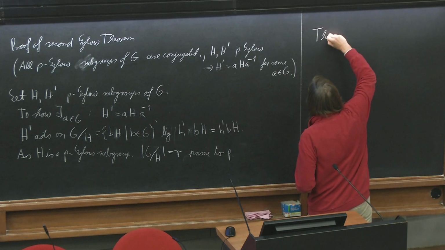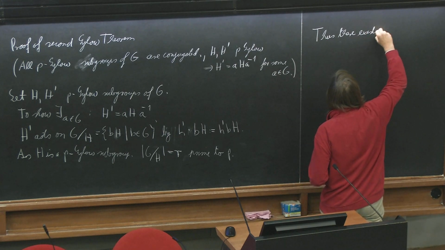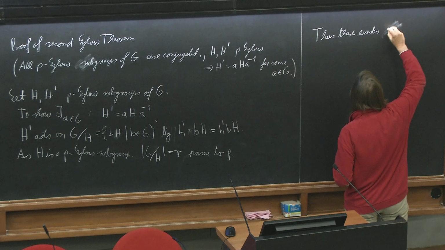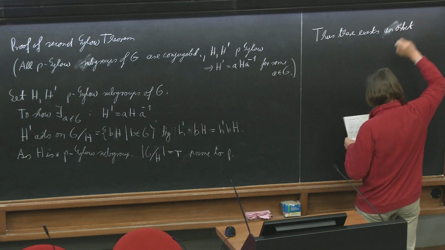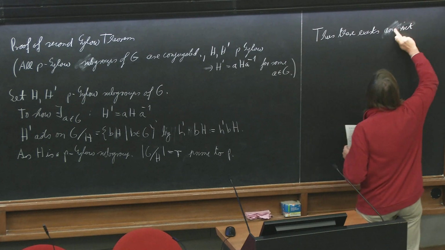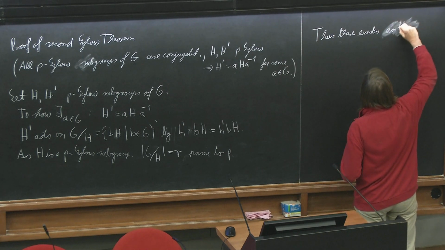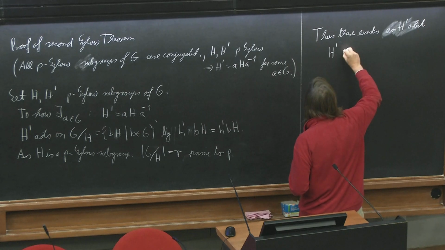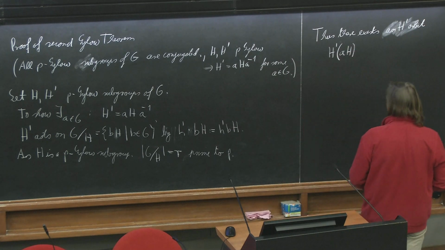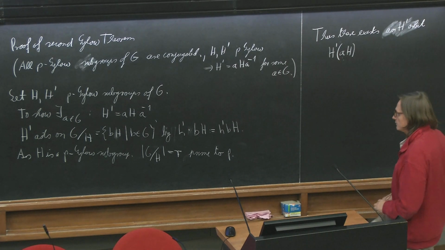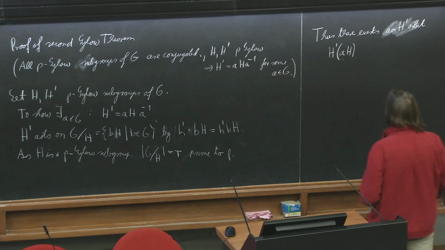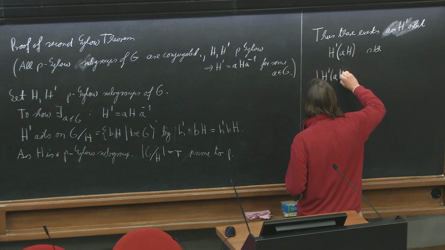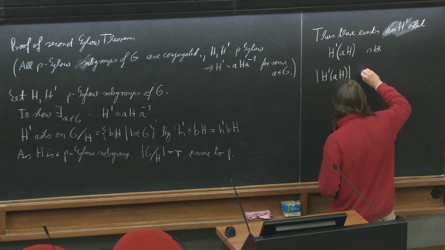So thus, there exists at least one orbit, an H prime orbit, I say, of some coset AH, and it's not by chance that it's the same A as there, such that the number of elements in this orbit is not divisible by p, so is prime to p.